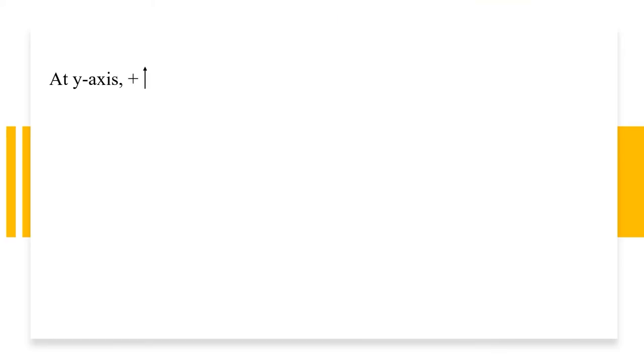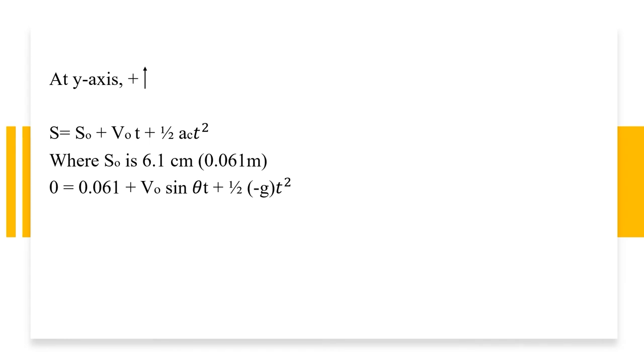For the y-axis component, where upward is positive, we use this equation, which is S final is equal to S naught plus V naught times T plus half acceleration times T squared. Then we substitute the unknowns with the known values, which is S final is 0, S initial is 0.061, plus V naught times sin theta times T plus half times negative g, because the gravitational force is toward down, times T squared. Then we rearrange the equation and we get 0.061 plus V naught times sin 10.1 degrees times T equal to half times 9.81 times T squared. This is the second equation.